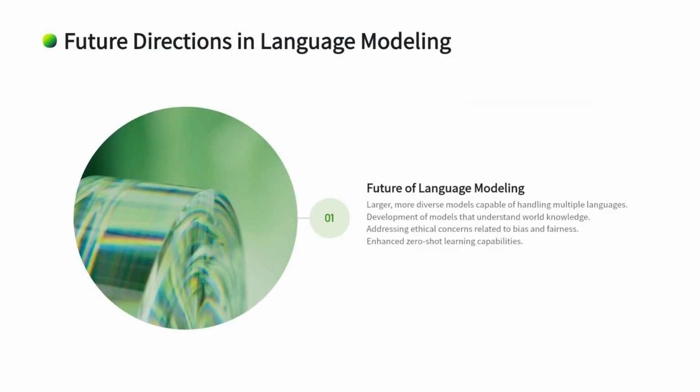Looking ahead, language modeling is likely to continue evolving. Multilingual models: future models will be capable of handling multiple languages simultaneously, improving their ability to process diverse linguistic data. World knowledge integration: models may incorporate more world knowledge and reasoning capabilities to improve comprehension and response generation. Ethical improvements: more research is needed to address bias and fairness in language models, ensuring they do not perpetuate harmful stereotypes. Zero-shot learning: as models become more powerful, we can expect significant advances in zero-shot learning, where models can handle tasks without needing task-specific data.